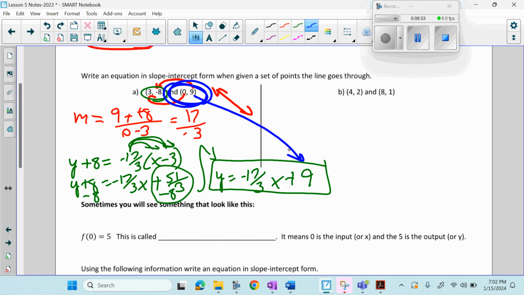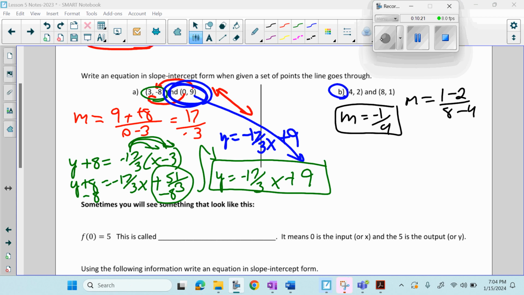So if I would have showed you that way, then I would have just had to find the slope and then just put down that 9. So that makes it a lot easier. This one is not like that. So what I encourage you to do is go ahead and try to find the slope and the y-intercept and put it into slope-intercept form and see how you do.